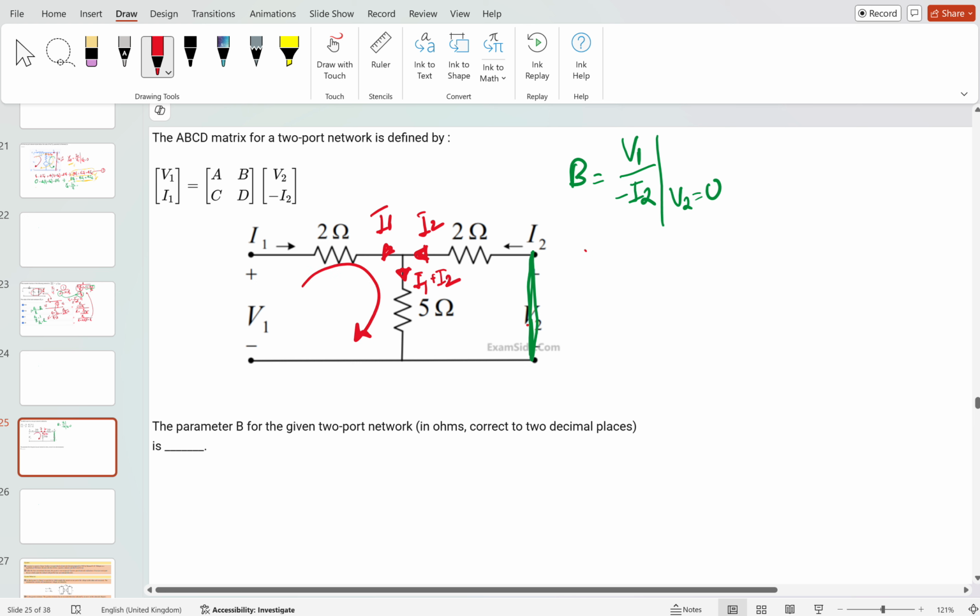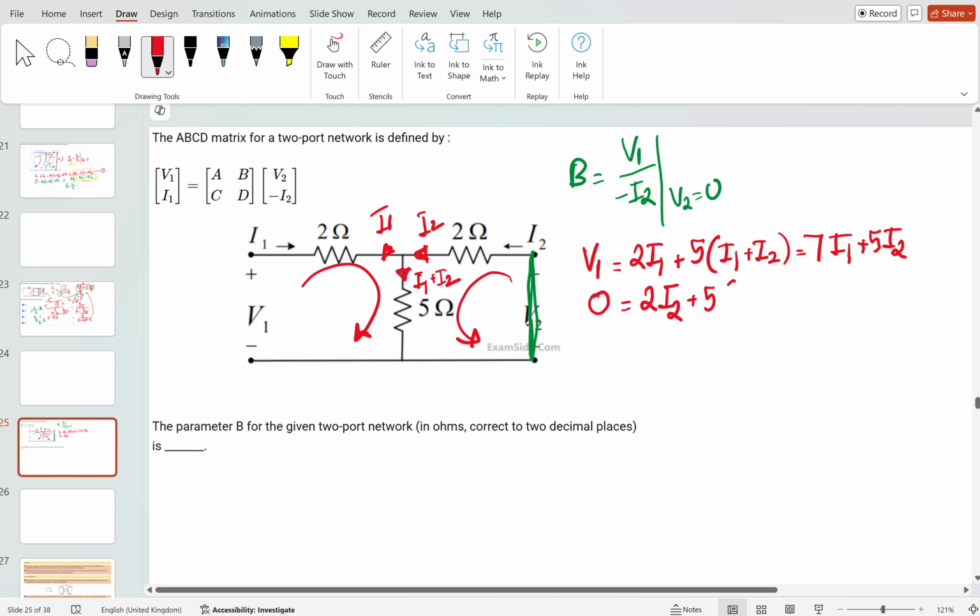Write the KVL in this loop. It will simply be V1 equal to 2 times I1 plus 5 times I1 plus I2, which is simply equal to 7 times I1 plus 5 times I2. And V2, when you write it, will become 0, because when you apply the KVL in this loop, it will simply be equal to 0, 2 times I2 plus 5 times I1 plus I2. Or you can write it like this: 5 times I1 plus 7 times I2.